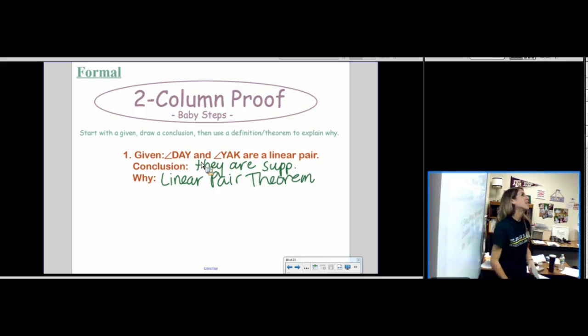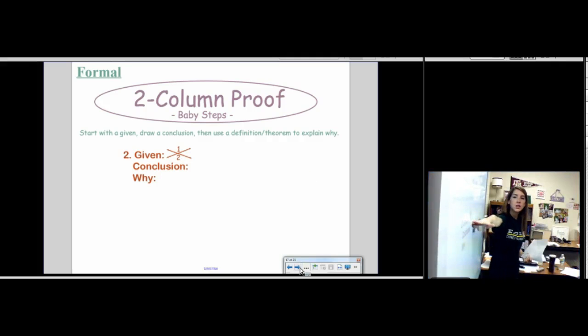So it's kind of like, let's just say you accuse someone of stealing something. Well, you can't just bring them into jail and say, they stole something. Well, why did they steal something? I don't know, they just stole something. You would have to back it up, right? You would have to say, oh, well, we caught them on camera and we have footage. So you have to have a conclusion, this person stole something, and the why, you have to back it up. And in this class, we're not backing up with camera footage, we're backing it up with theorems or definitions or postulates.